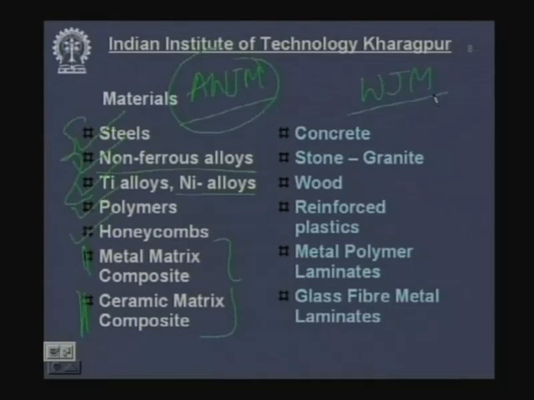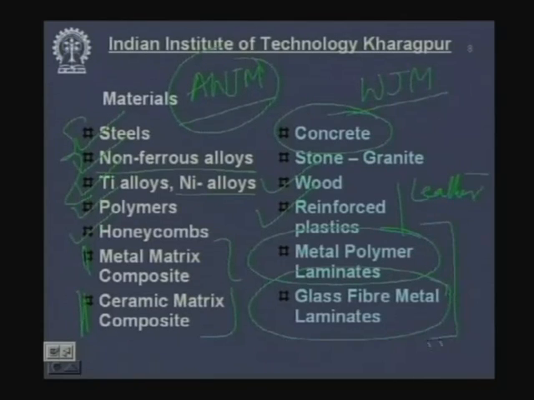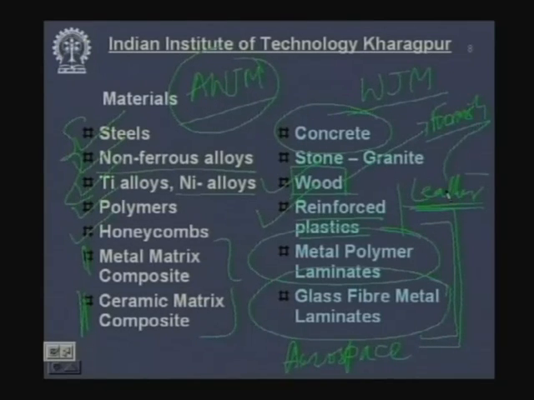Then what am I going to use water jet for? It can machine reinforced plastic, it can machine wood, and to some extent it can machine, for example, leather and other kinds of material. Abrasive water jet machining can machine concrete, metal polymer laminate, and glass fiber laminate. These two materials are very important for aerospace applications, and they can be very efficiently machined by abrasive water jet machining. Water jet can machine wood, reinforced plastics, and leather. So, in our leather industry, it has a lot of application. As it can machine wood, in our furniture industry, water jet has a lot of application.